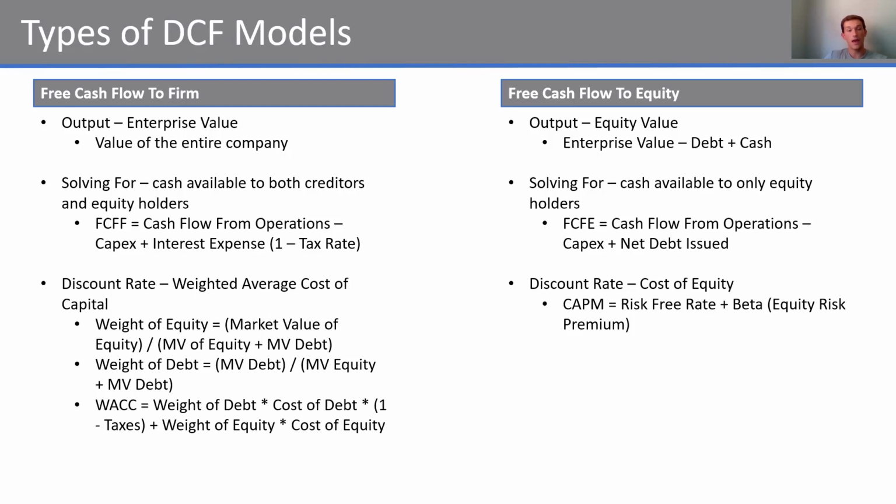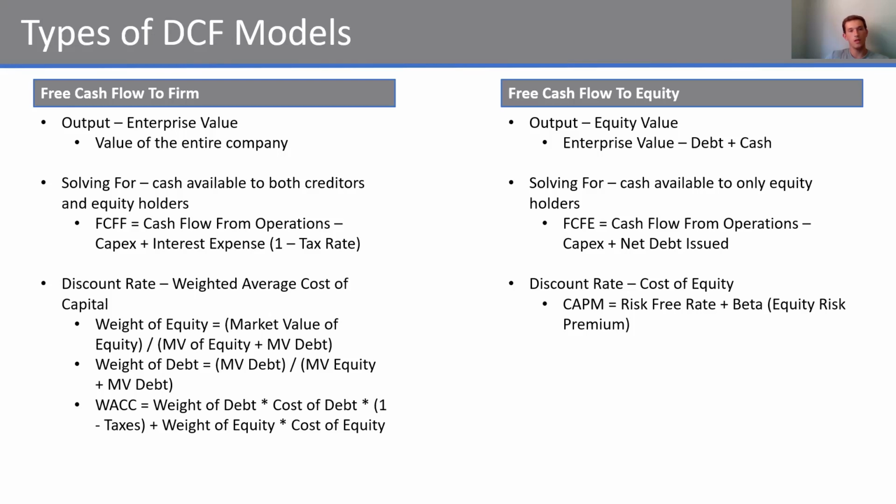Now for the free cash flow to equity, it's very similar to the free cash flow to the firm, but the output is equity value rather than enterprise value. Equity value is enterprise value minus debt, so that's the value of the debt today, plus the cash on the balance sheet today. That's how you get to equity value from enterprise value if you're doing the free cash flow to the firm. What the free cash flow to equity is solving for is the cash available purely to the equity holders.